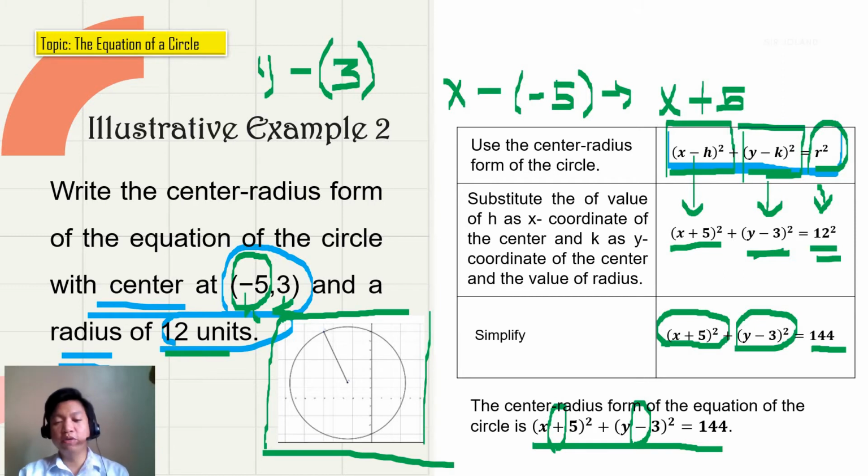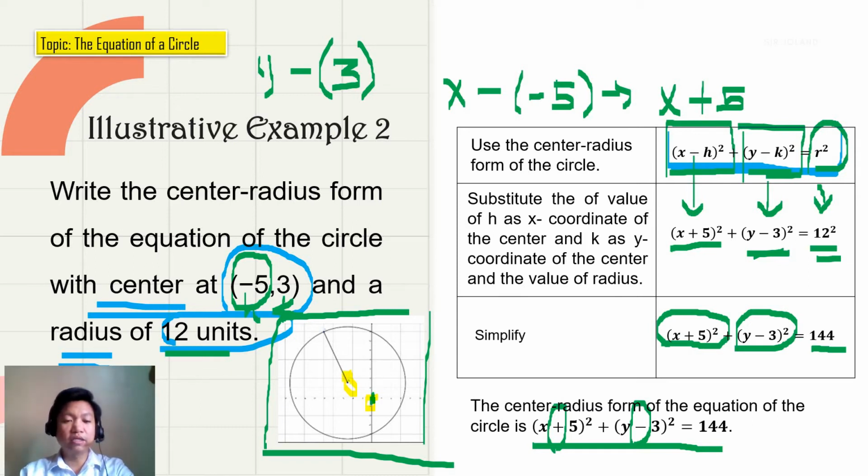So, kung mapapansin nyo, compared sa una nating illustration, sa example number 1, ang center niya ay nandito sa origin, no? But this time, wala siya dyan. Nandito siya sa point na to. Nasa negative 5, 3, nasa quadrant 2, yung ating origin. And then, so, dyan magsisimula. Yan yung center ng ating circle.